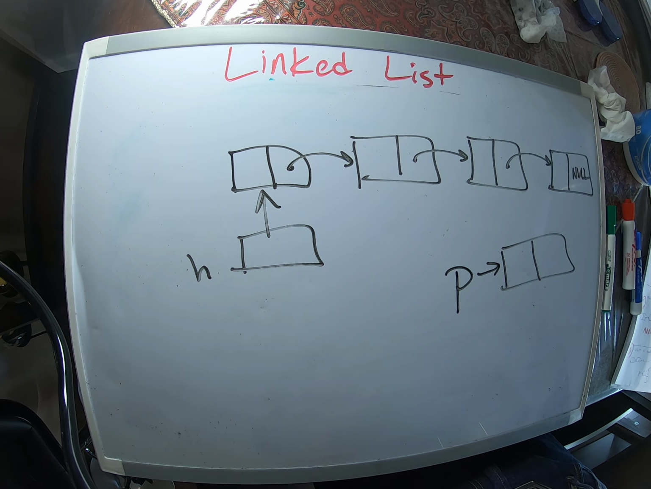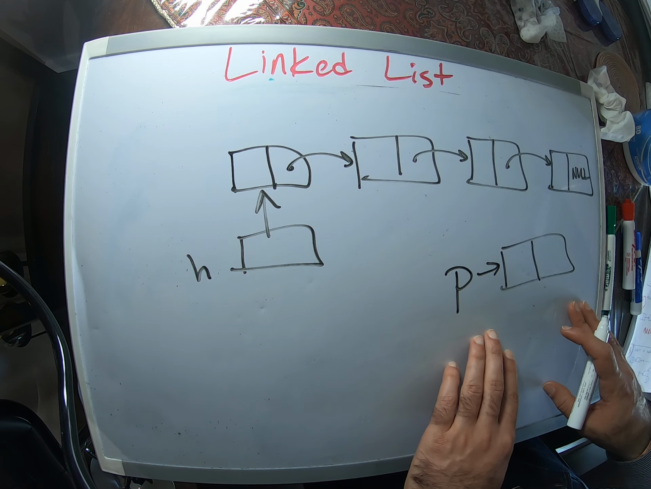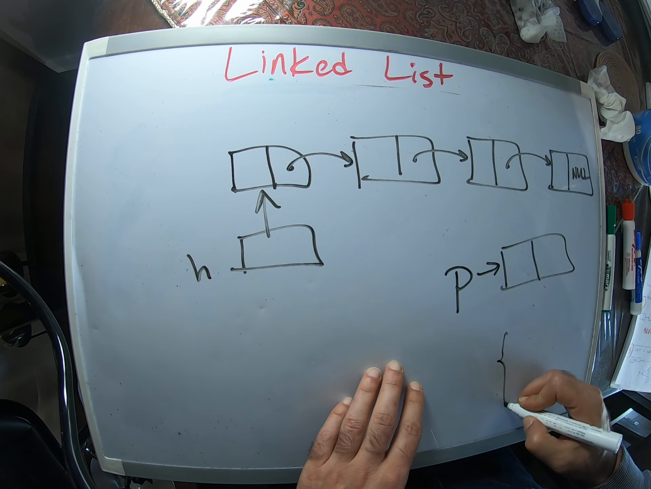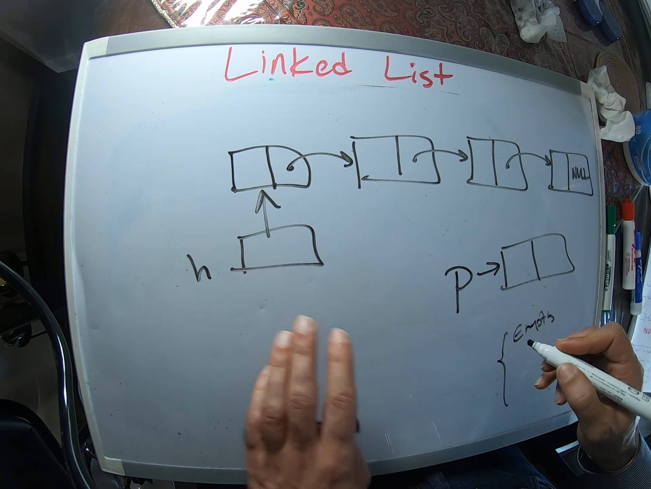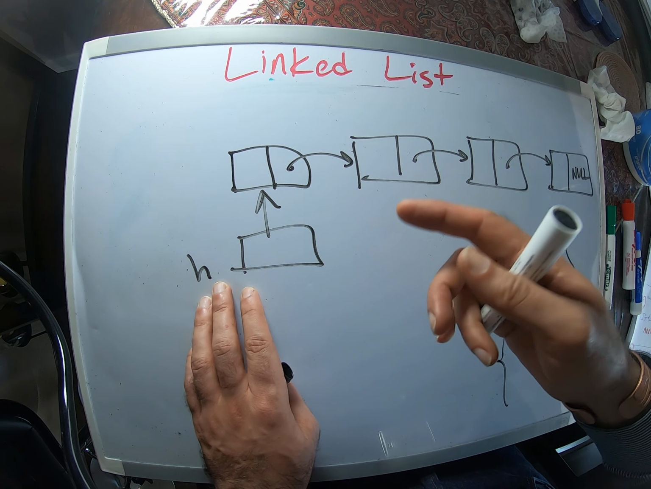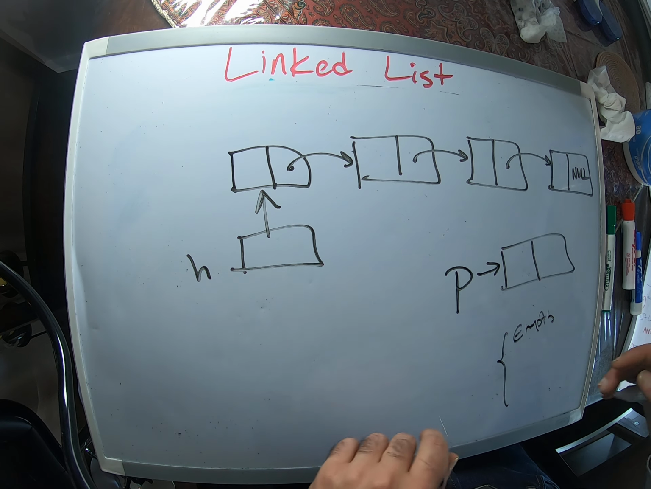Let's look at it in different cases. You always have to consider different cases. What if my list is already empty? In that case, if h is equal to null, then that basically means that h is going to be equal to p. That's it. This is going to be a linked list.